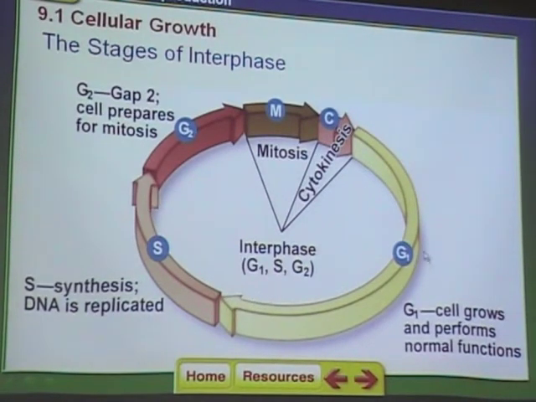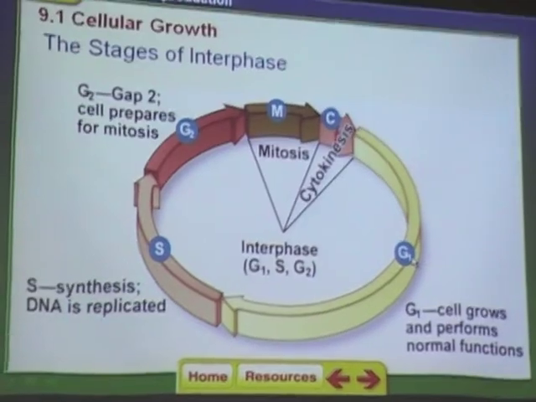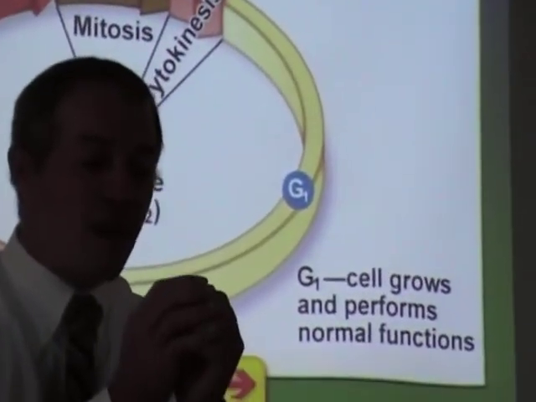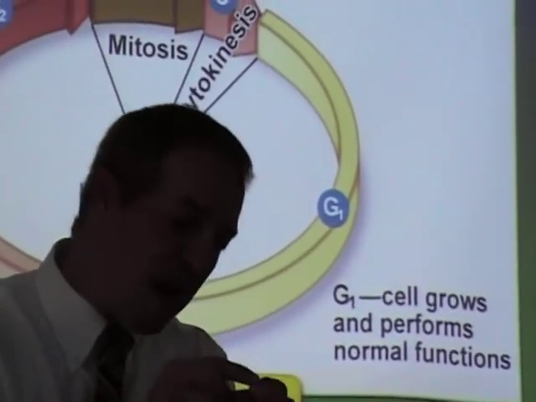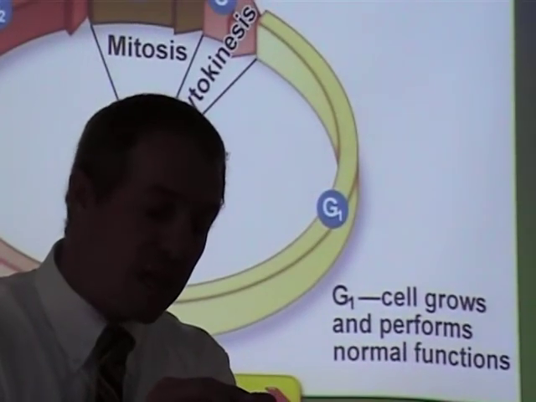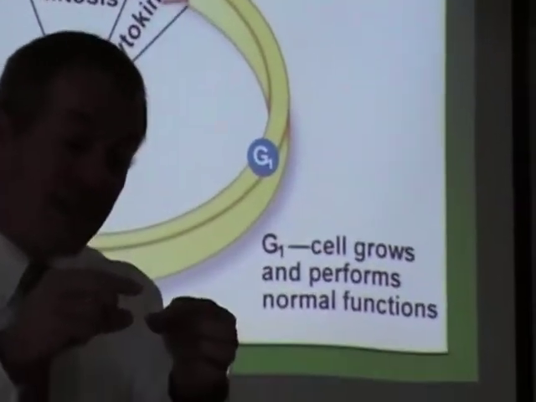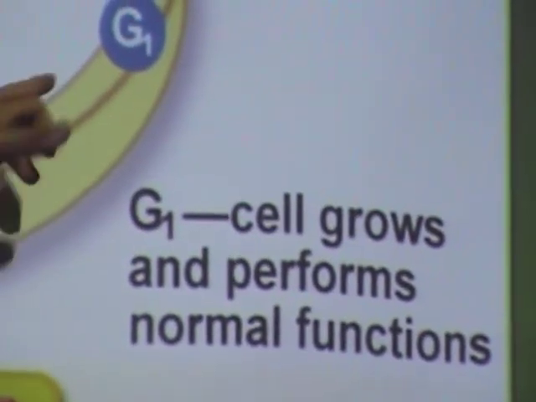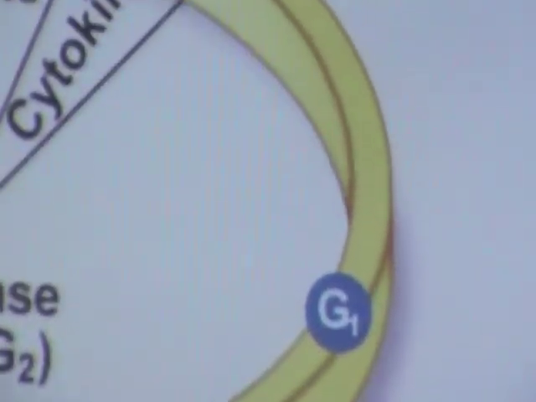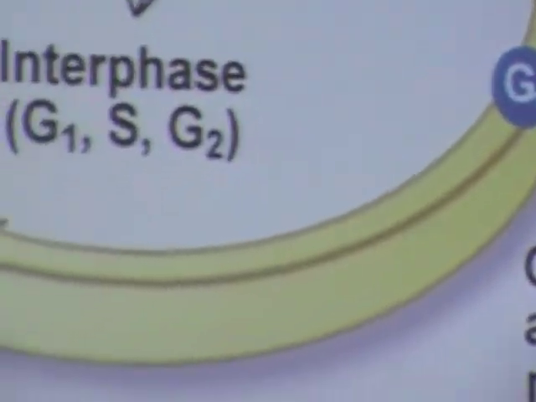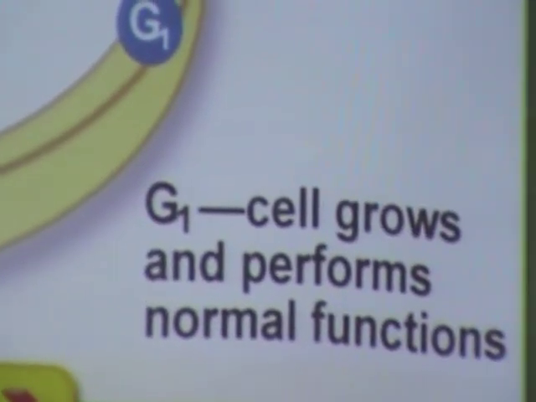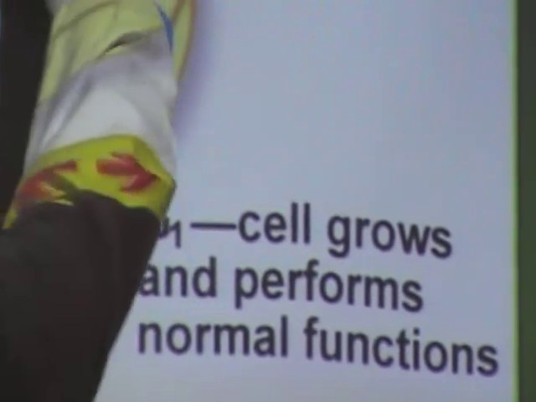G1 is the growth phase of the cell. That's when a cell is getting bigger. Cells start small, just like anything, and get bigger and bigger until they reach a certain size. Then they divide. So G1 is the first growth phase. In a quickly dividing human cell, this G1 phase lasts about 8 hours. And that's when the cell is growing and getting bigger.